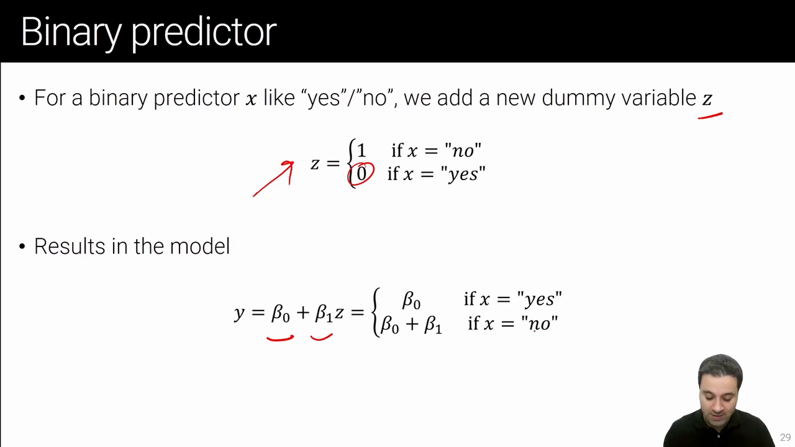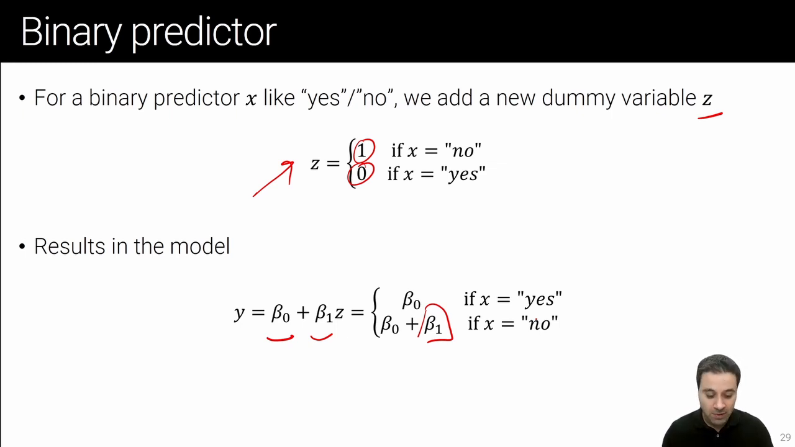And if we have x equal no, we saw that z would be 1, and so we have the model beta 0 plus beta 1. And so the only difference between having x equal yes or no would be whether beta 1 would be active or not, whether it would be hot, as they would say. So these are the two possible predictions of the model, either beta 0 only when x equal yes, or beta 0 plus beta 1 when x equal no. So it's essentially breaking the model into two different alternatives, yes or no.